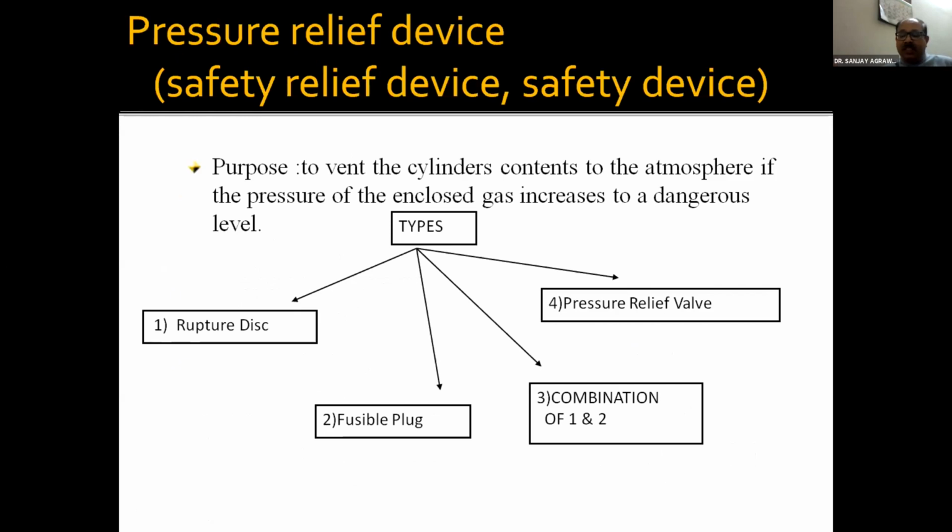Pressure relief devices: if by accident the pressure in the small cylinder increases, they help in the release of the excessive pressure to the atmosphere. They consist of three things: one is a ruptured disc, a fusible plug, or a pressure relief valve, or it may be a combination of a ruptured disc and a fusible plug.